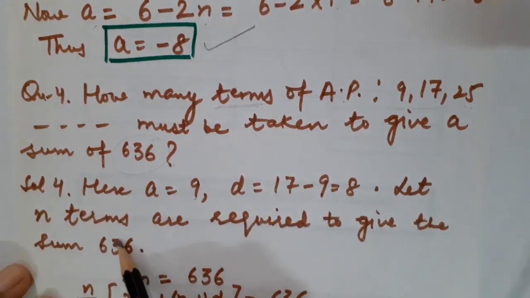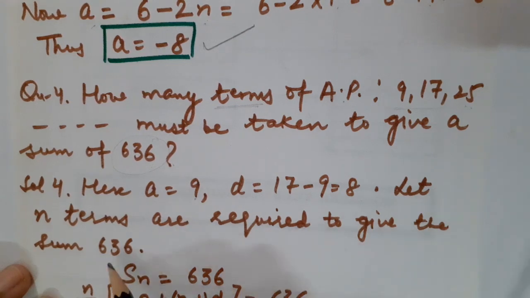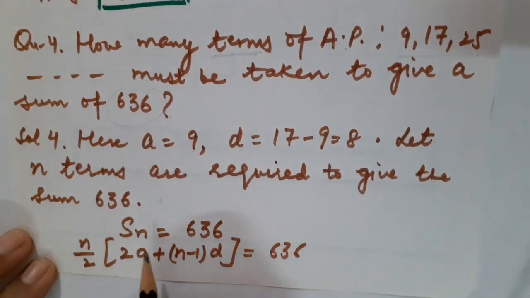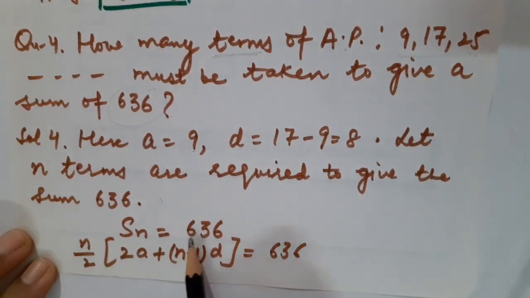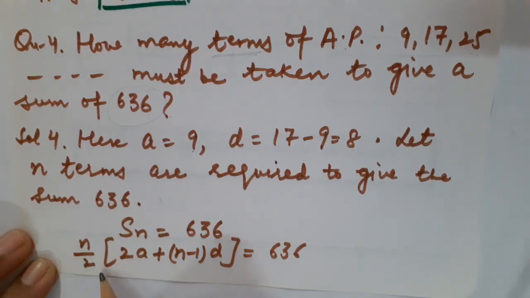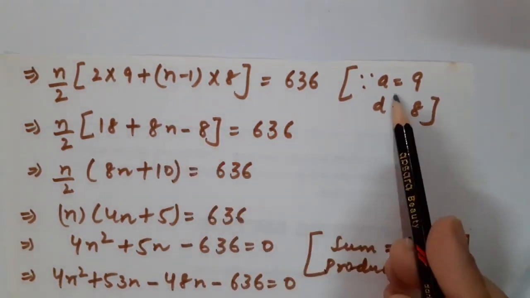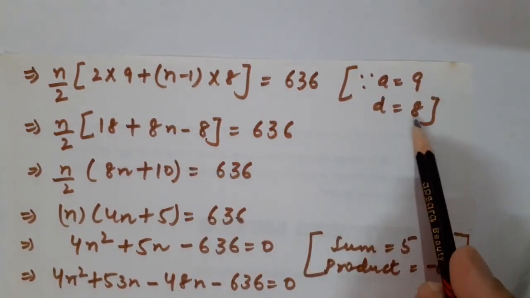So let n terms be required to give the sum as 636. Correct, student? Now as it is the sum of first n terms, so how can it be written? Sn is equal to 636. Children, you know the formula I have just made you recall a few minutes back. It is n by 2 into 2a plus n minus 1 into d is equal to 636. Now children, in this formula you have to put a is equal to 9 and d is equal to 8.